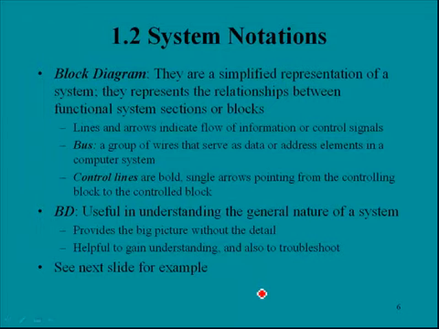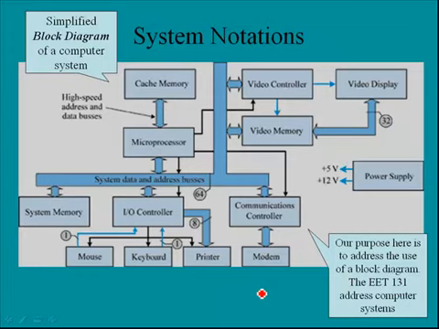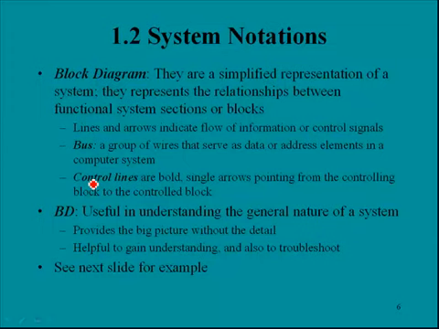First of all, lines or arrows indicate flow of information or control signals. So if we look at this, we'll see we have lines and we have arrows, and these are indicative of the flow of information. Next item here we're mentioning is a bus, and a bus is a group of wires that serve as data or address elements in a computer system.